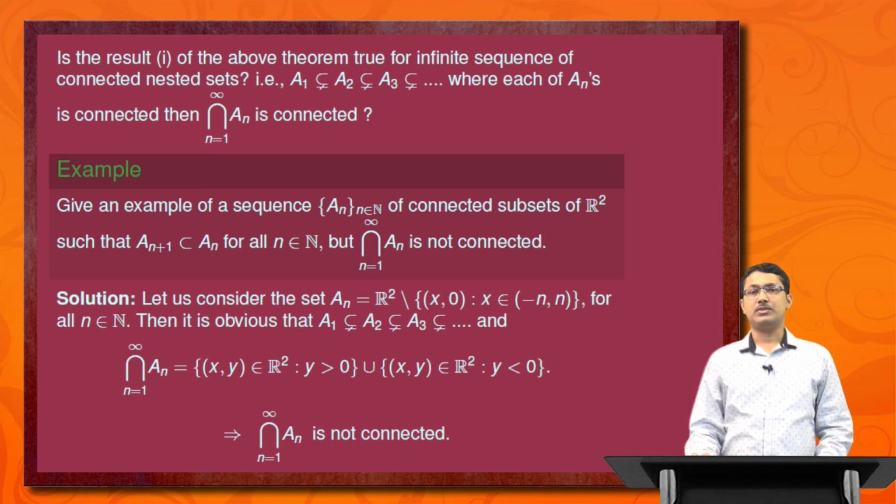And the intersection is all such ordered pairs x y belonging to R square such that y greater than 0, and all such ordered pairs belonging to R square such that y less than 0. That means the intersection n equal to 1 to infinity of An divides the whole plane R square into two parts. One part is the positive part of y and another is y negative. So that means the intersection can be expressed as a disjoint union of two non-empty open sets. So the intersection n equal to 1 to infinity of An is not a connected set.